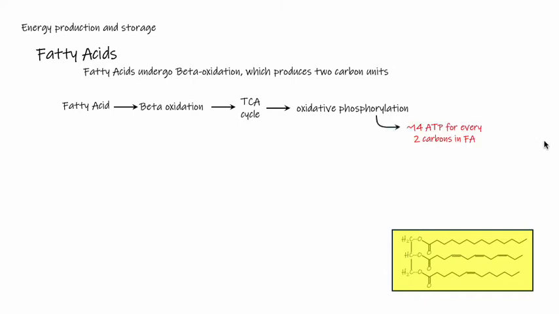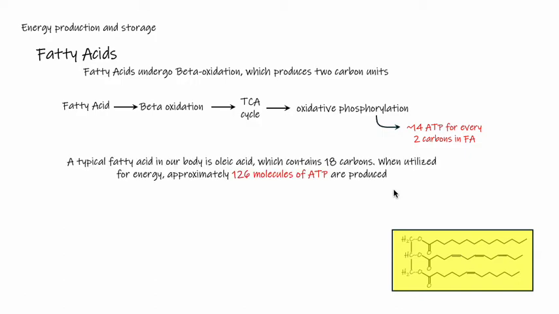So what we're going to find with this is that roughly for every 2 carbon units that are sent through, we are going to create about 14 molecules of ATP. So if we break a fatty acid down into 2 carbon units, we can figure out roughly how much ATP is going to be created by that fatty acid. A typical fatty acid that we find in our body is one called oleic acid, and it has 18 carbons in it. So if we use this rough estimate, then 1 fatty acid of oleic acid would create about 126 molecules of ATP.